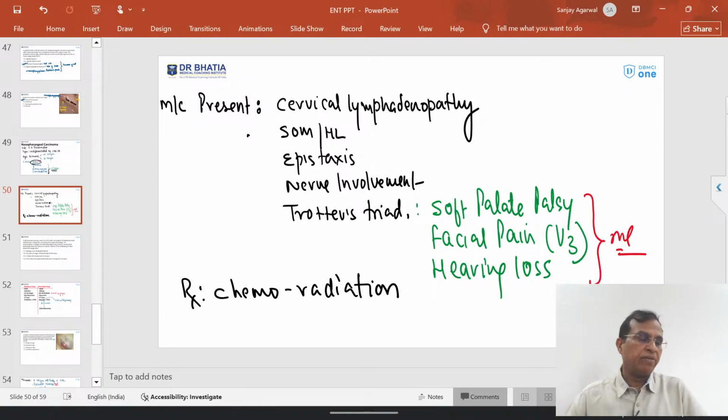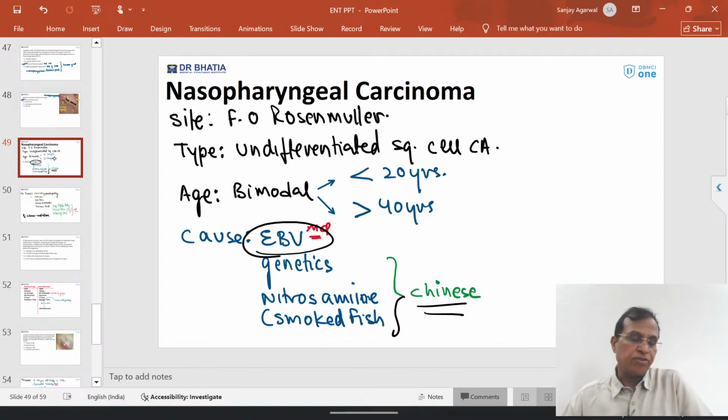Nasopharyngeal carcinoma is a very, very important carcinoma from the ENT point of view, from your exam point of view. इसको ध्यान से अच्छी तरह से याद रख लेना. Okay. So this slide and the previous slide give you all the important information about this particular carcinoma.